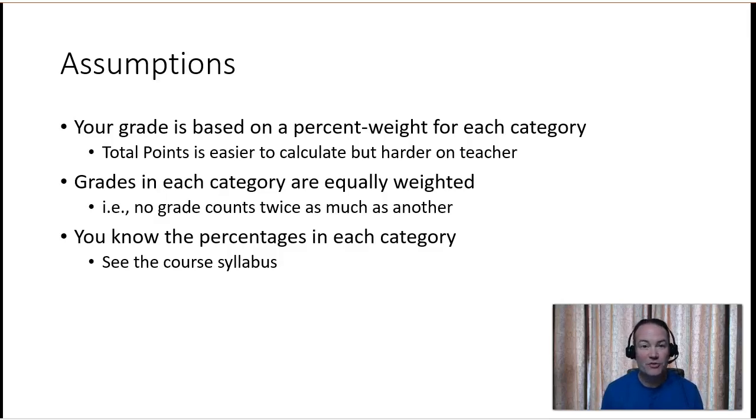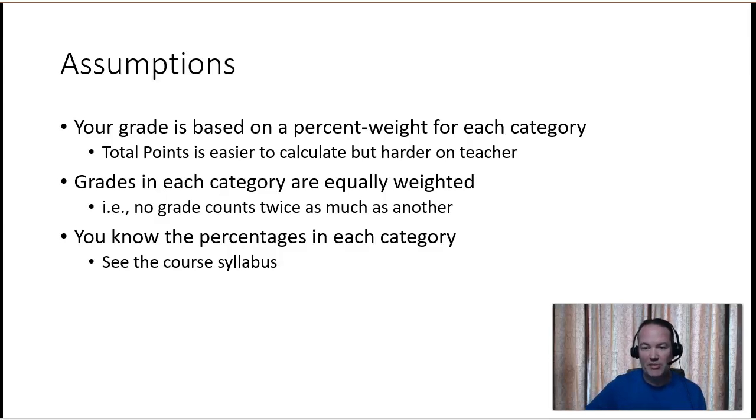I'm also going to assume that whatever class you're taking, you know the percentages in each category that you're going to have. If you're not sure, I would suggest that you look at the course syllabus. So for my students, that should be in the course documents folder on the course page, or if all else fails, you can ask the teacher, but more than likely the teacher is going to have to look up the course syllabus and see what your percentages are, especially if the teacher teaches multiple classes. So let's get to it.